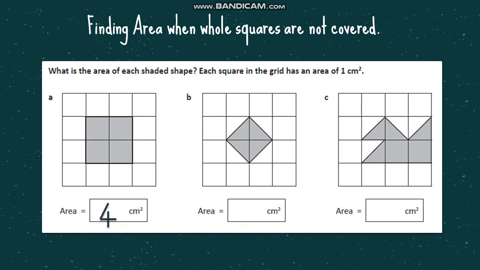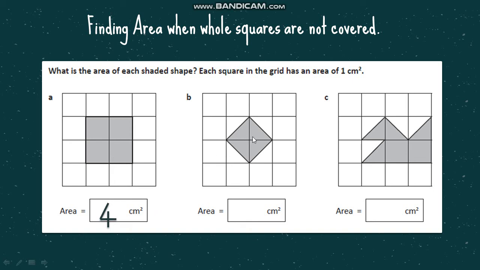Now, finding the area when the squares are not covered, when it is not a whole square, how are you going to find the area? If you see over here, it's a whole square. So the area is 1, 2, 3, 4, 4 centimeter square.